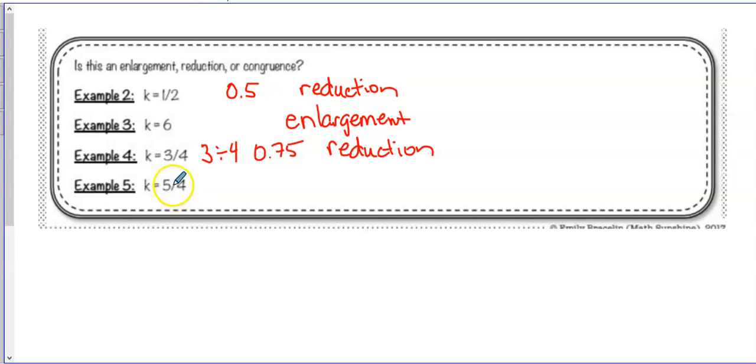This was the one that I gave you a while ago. 5 divided by 4 equals 1.25. 1.25 is greater than 1 because it's got this 1 right here. So that would be an enlargement.